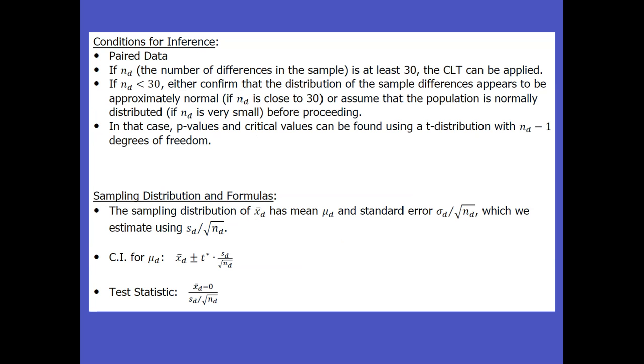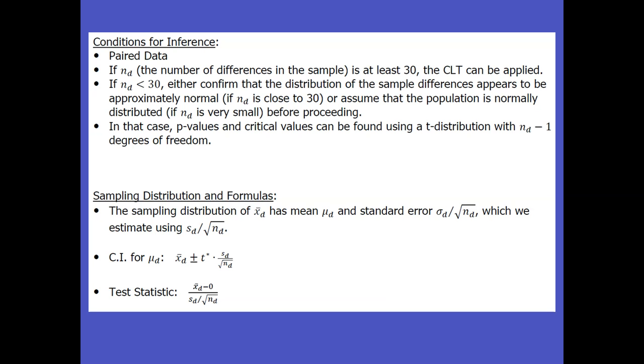But then if you look at what's below that, it's the same stuff that you'd have for a single mean, except that it has an n sub d instead of an n in those bullet points. So if n sub d, the number of differences, is at least 30, you can apply the central limit theorem. If n sub d is less than 30, either take a look at the shape of the distribution of sample differences to make sure it's symmetric and single-peaked with no outliers, or if your n sub d is really tiny, by which I mean less than about 15 or so, if you want to proceed with the methodology in Chapter 6, you'd have to blindly assume that the population is normally distributed.